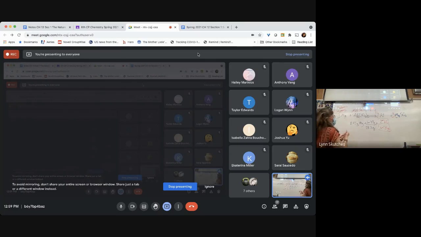And again, just to be clear, this will give me moles of magnesium. This will give me moles of aluminum.